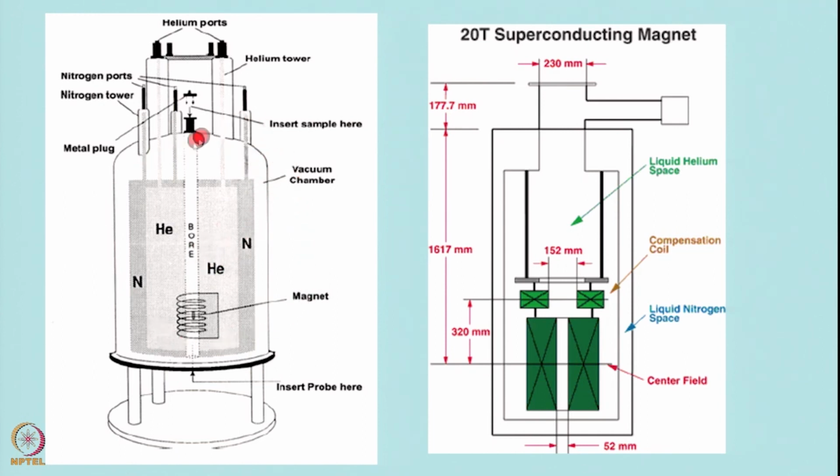So, the huge vacuum, like 1 in 10 to the power 9, that sort of a vacuum you have. Therefore, no heat can come from outside to inside into this liquid helium tank. Therefore, the liquid helium can sustain for a very long time. Today you have magnets which can hold liquid helium for almost 1 year. So, this is extremely stable.